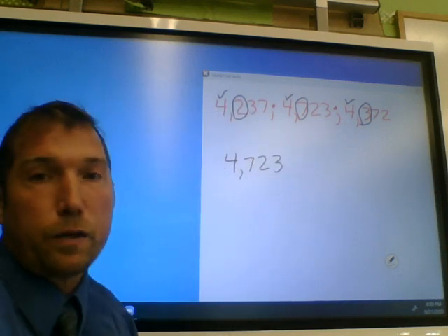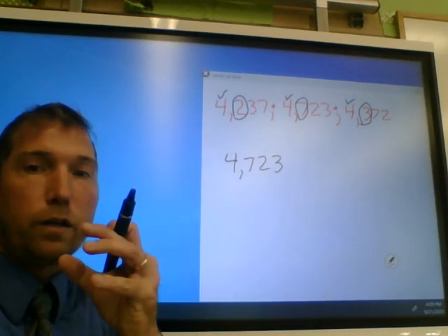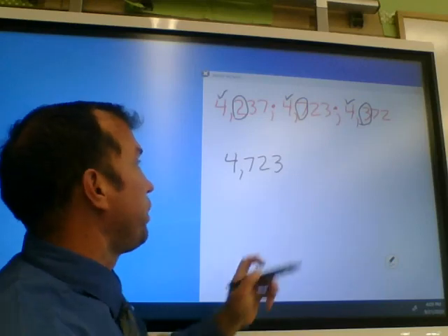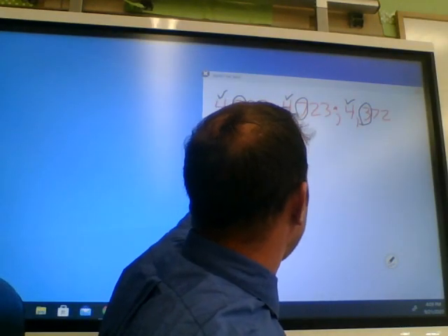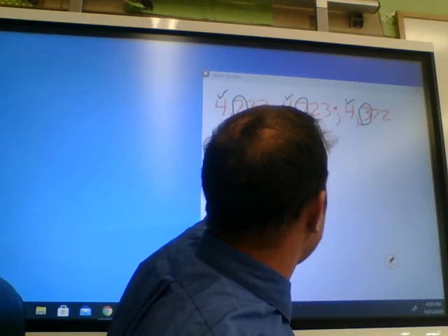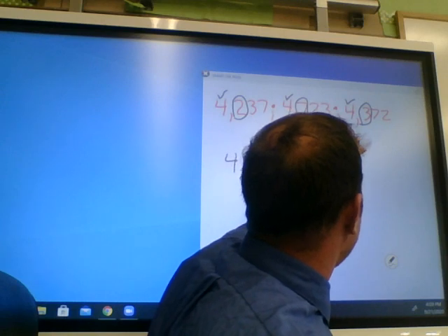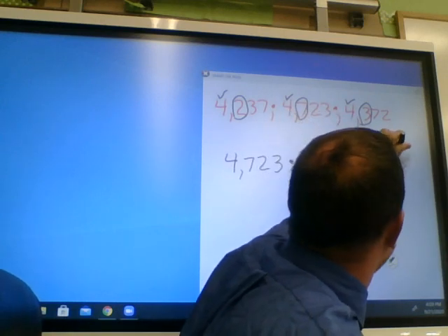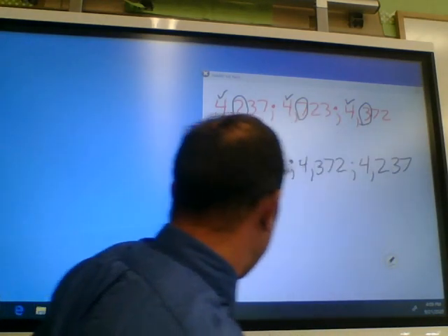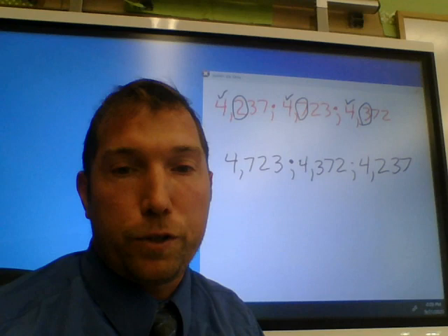I can keep going, putting it from greatest to least, means I want the biggest number first, going down to the smallest ones. Again, I'm still comparing those same spots. 300 would be next, 4,372, and then my worst score was the first one, 4,237.